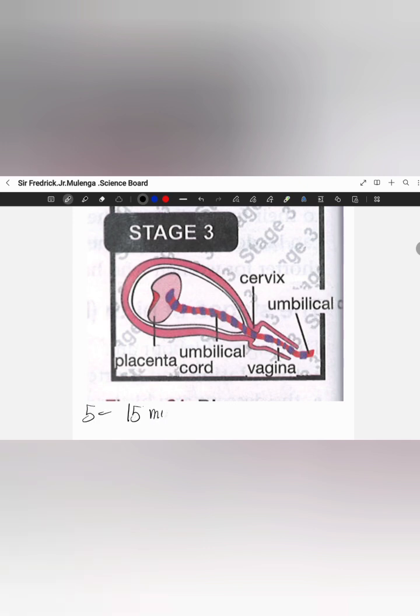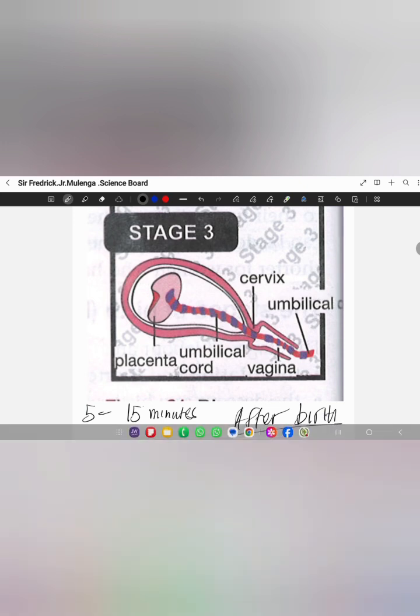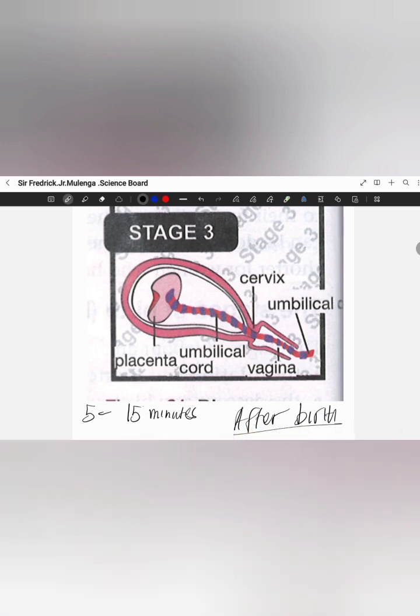Then this process is done. Some books call the third stage of delivery the afterbirth. It is also called afterbirth because this stage comes immediately after the child has been born. So get to know these things in case you are reading a different book. It is just the same thing.